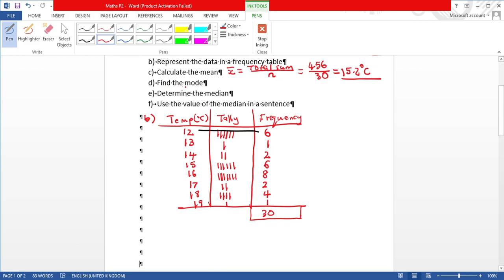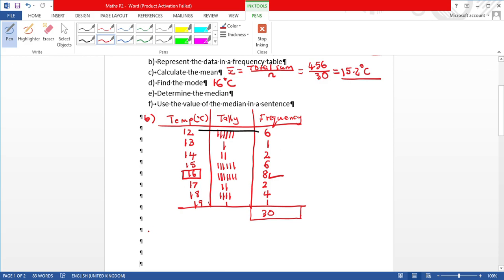Okay, and then question D is find the mode. So the mode is the number in our data that occurs more than any other number. So you're just going to focus on the frequency. The highest frequency we have is 8, which means 16 occurs more than any other number, and therefore it is our mode. So we're going to answer question D by saying 16 degrees Celsius is our mode.